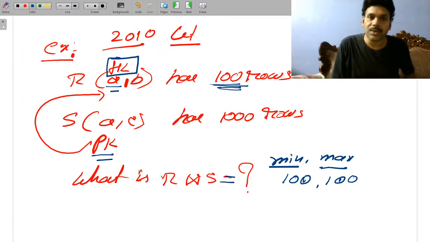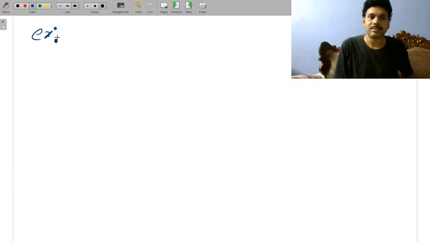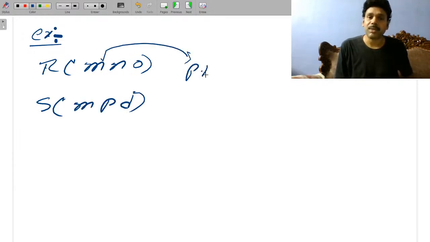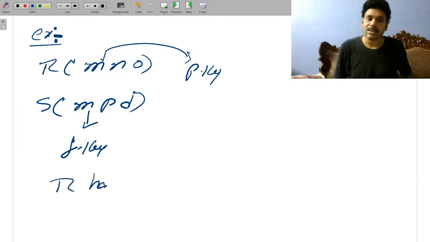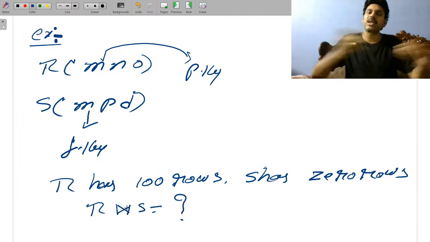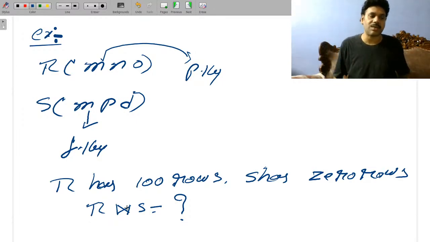So you are going to get only 100 rows. Clear? Now you look at another example here. I say R of M, N and S of M, P, D. M is a primary key. This M is a foreign key. R has 100 rows. S has 0 rows. Now, if I am asking you, what is R natural join S? You do not require any kind of data. Straight away you can say what is your answer.